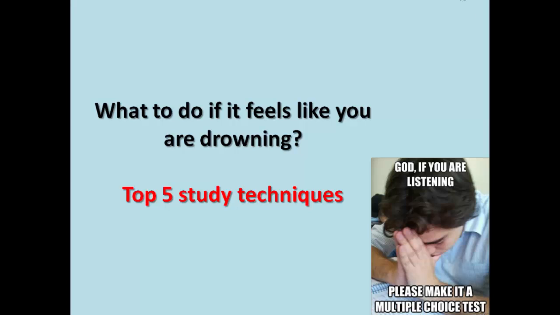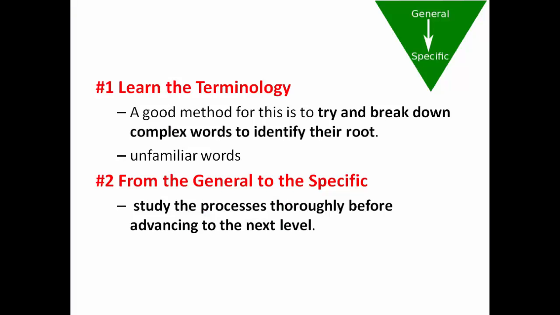Now, what to do if it feels like you are drowning? Here are the top 5 study techniques. Number 1, learn the terminology. One of the hardest parts of studying biology is remembering the many, many different terms. If you want to understand what you're studying, then you need to familiarize yourself with all these terms first. A good method for this is to try and break down the complex words into their root words, especially if these words happen to be in Latin or Greek, which many of the scientific words are.